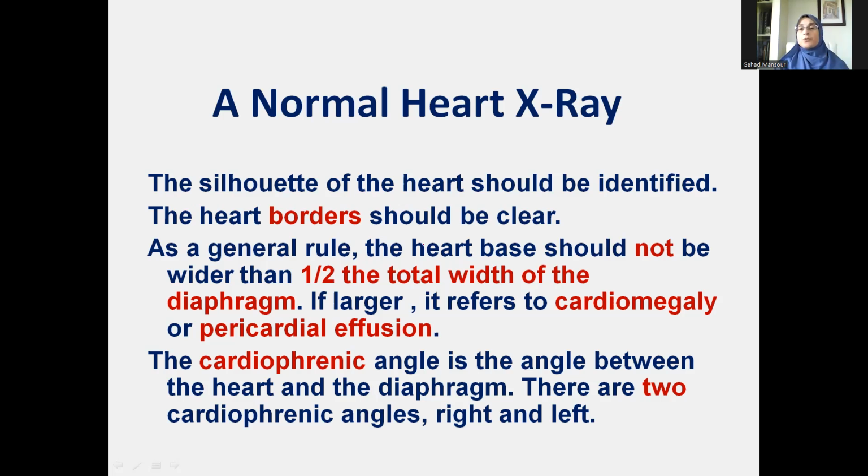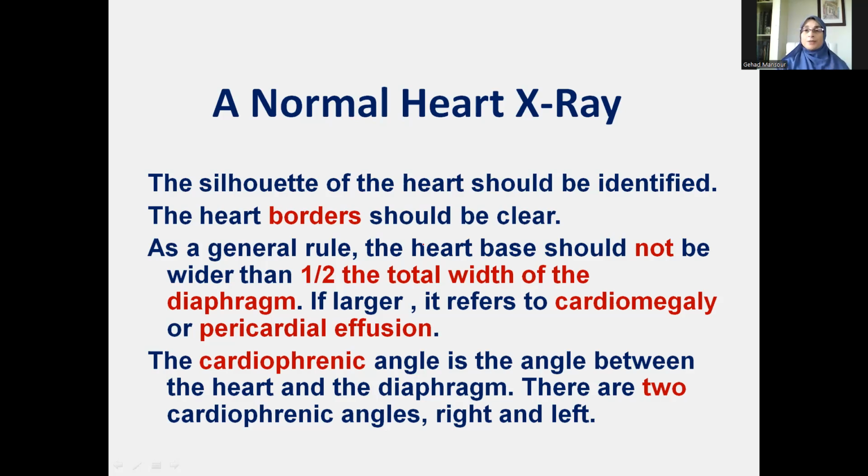We've talked about the cardiothoracic ratio, and if it is increased, meaning that it is more than half the total width of the diaphragm, then it refers either to cardiomegaly, meaning that the heart itself is enlarged, or to pericardial effusion, meaning that there is abnormal accumulation of fluid in the pericardial sac.